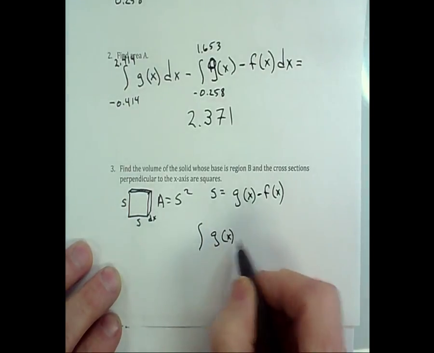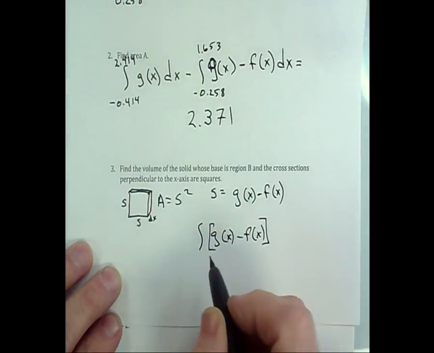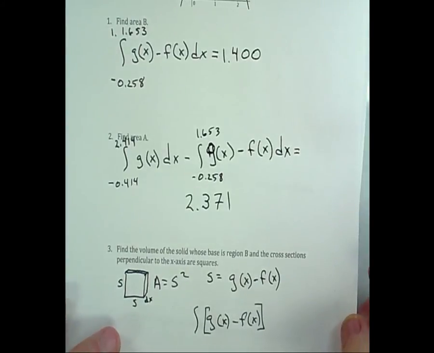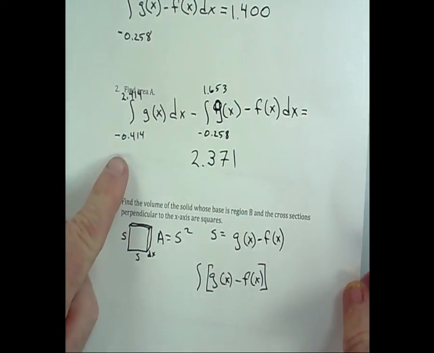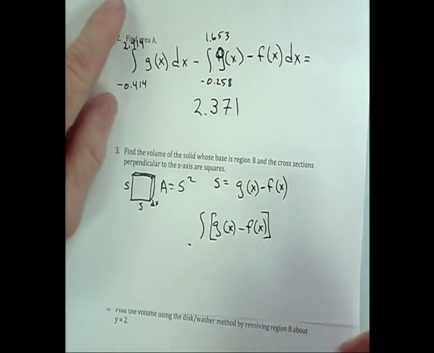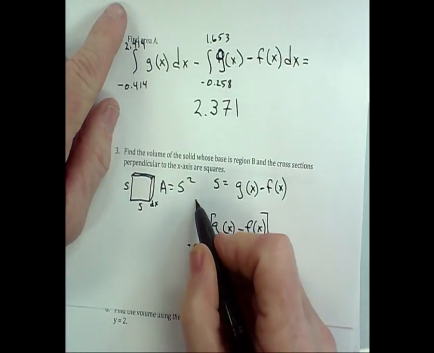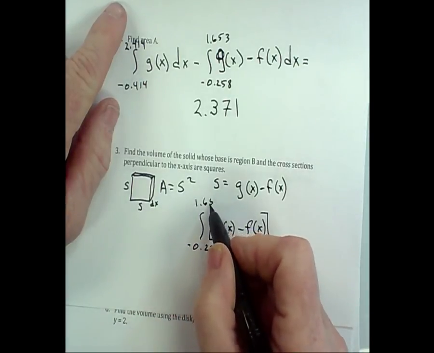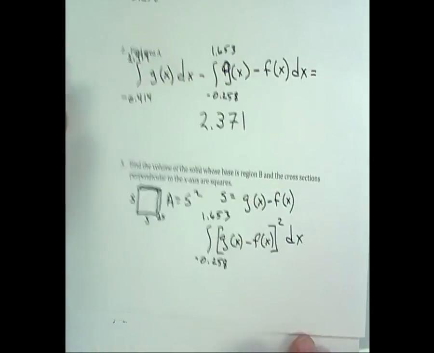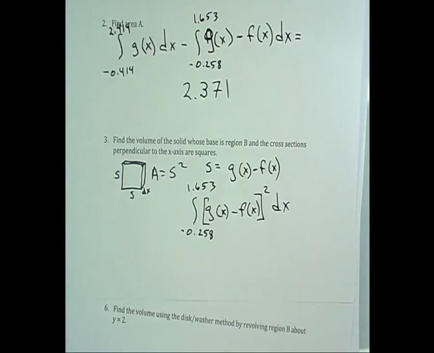Yeah, very good. And you do that from what we had before. Which one of these? Number one up here, I see what you're saying. From 0.258 to 1.653 of that squared dx. So I have everything proper, so I can get credit. Now I just have to get the right answer. So I got for sure 2 out of 3.